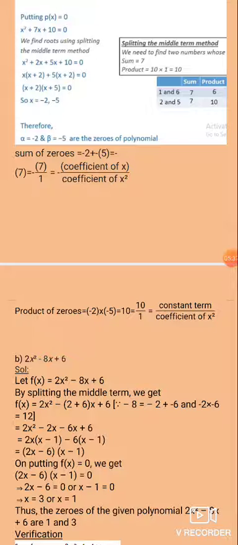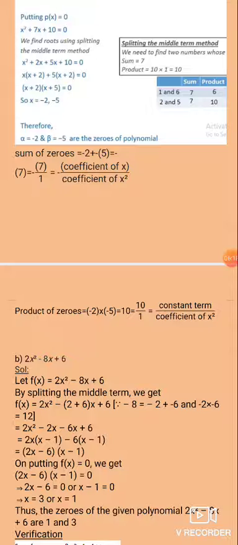After that we can rearrange it as 2x square minus 2x minus 6x plus 6. From the first two terms, consider 2x as the common factor, and the remaining is x minus 1. From the second two terms, minus 6 into x minus 1. After that, x minus 1 is a common factor, and the remaining is 2x minus 6. Now put f of x equal to 0, equating the factors with 0: 2x minus 6 into x minus 1 equal to 0. Then 2x minus 6 equal to 0, 2x is equal to 6, x is equal to 6 by 2, equal to 3.